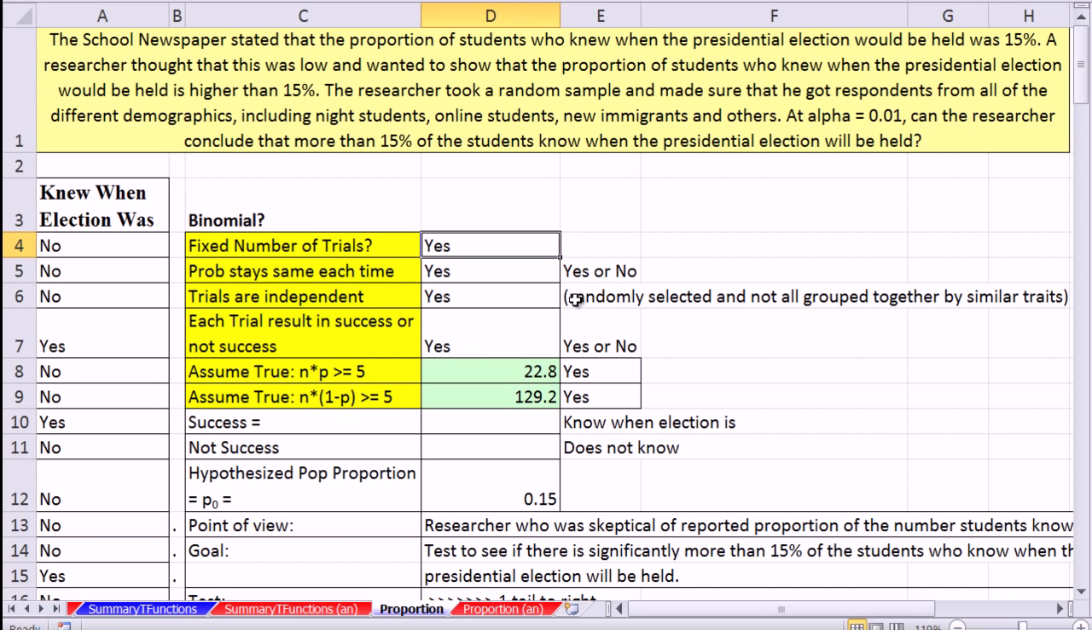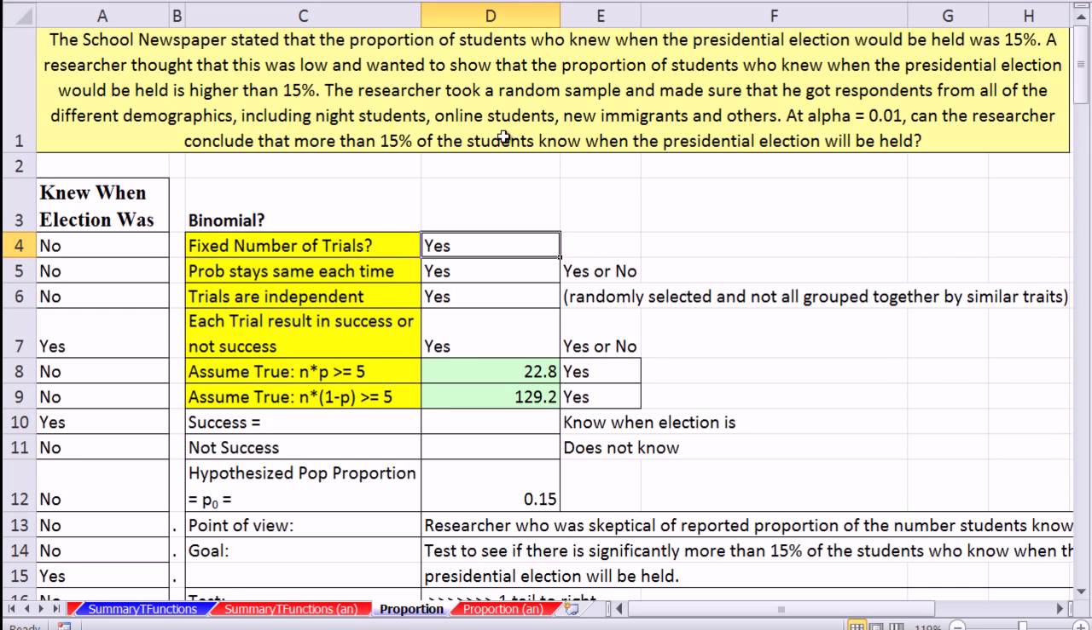We got to do hypothesis testing for a proportion. Here's our question. The school newspaper stated that the proportion of students who knew when the presidential election would be held was 15%. Our researcher thought that this was low and wanted to show that the proportion of students who knew when the presidential election would be held is higher than 15%.